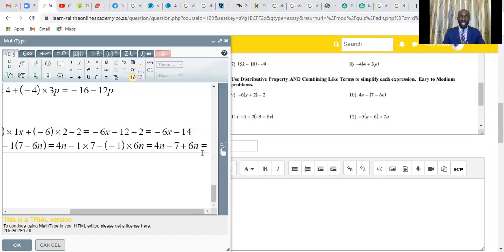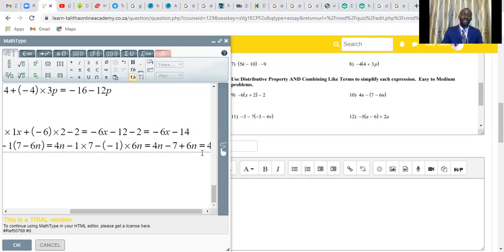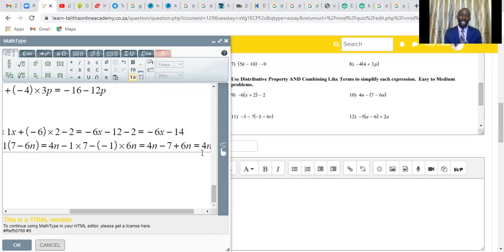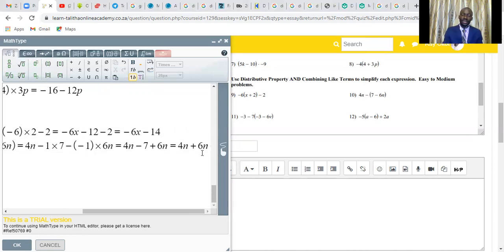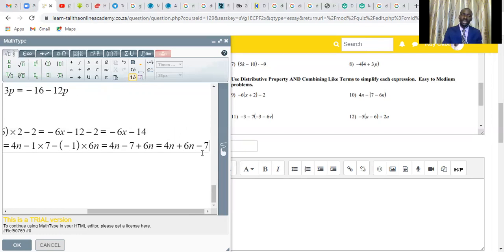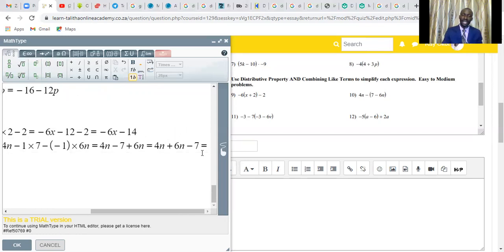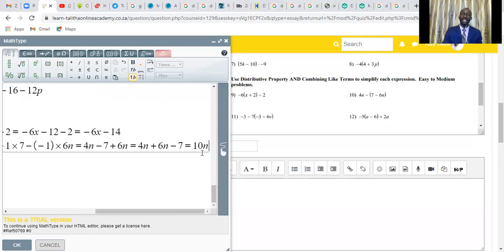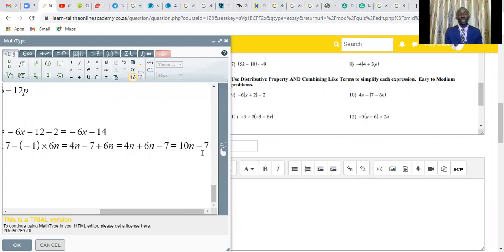Collect them so that they stay together. They will become like terms. And so when we collect them, we'll be having 4n added to what? To 6n. This will be taken 7. And so this will then give us 10n minus 7. That gives us the solution of this question.